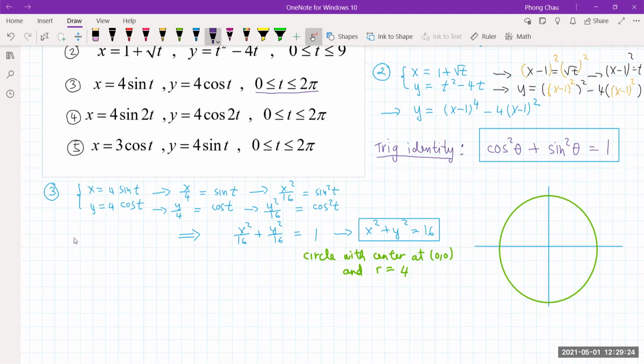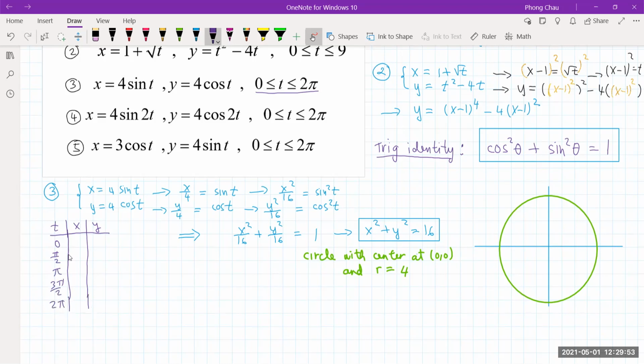So if I draw the table, T always first, then X, then Y. Remember, it started at 0, so it has to be 0 here. And then we plug in a few values. So let's say pi half, pi, 3 pi over 2, or 2 pi, and then you can do the math.